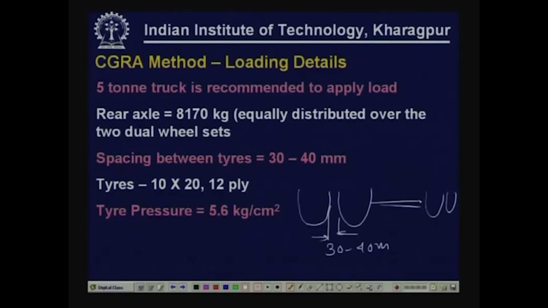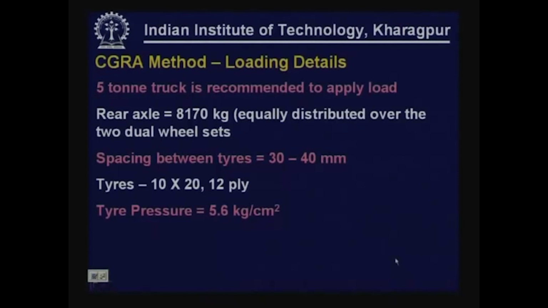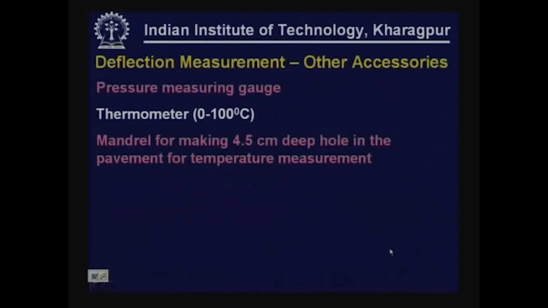Standard tires are to be used, 10 by 20, 12 ply. The tire pressure is again very important: 5.6 kg per centimeter square or 80 psi tire pressure has to be maintained. The other accessories besides the Benkelman beam that we need are a gauge for measuring the pressure, because we said the tire pressure is very important in the entire exercise. So, we have to keep monitoring the tire pressure. If it deviates from 5.6, we have to adjust it again.